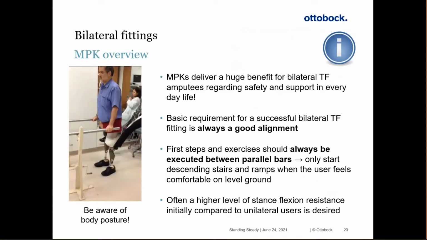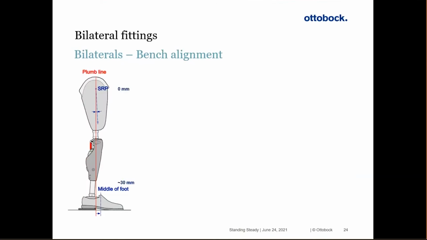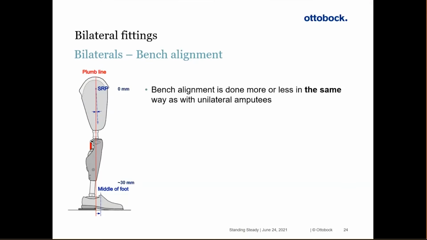So as we've mentioned, MPKs deliver a huge benefit for the transfemoral amputee. Good alignment is critical. Starting in the parallel bars, starting with a physical therapist if that's possible, and really getting to trust the knee and utilize it to its fullest. So getting that body posture. If you look at all these pictures, look at the alignment and take a look at what you see in some of these different photos and videos as I go through this.